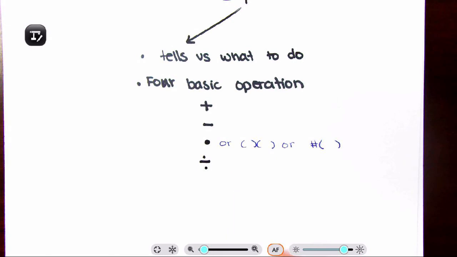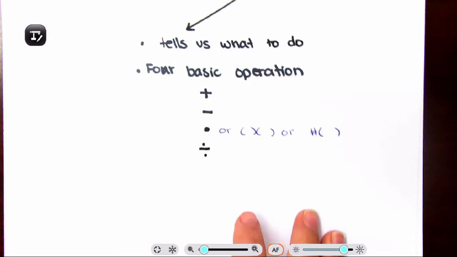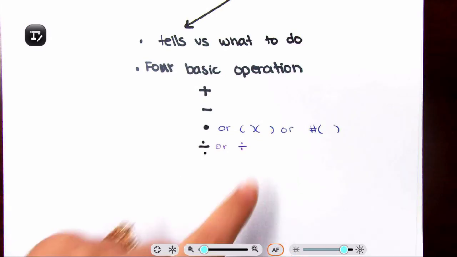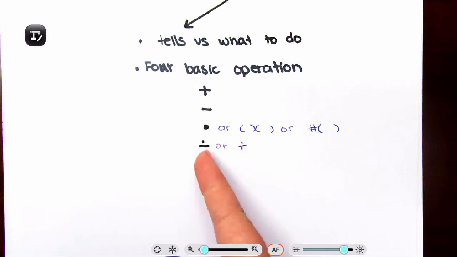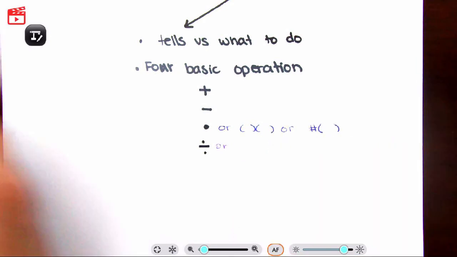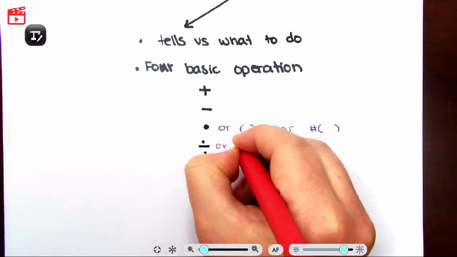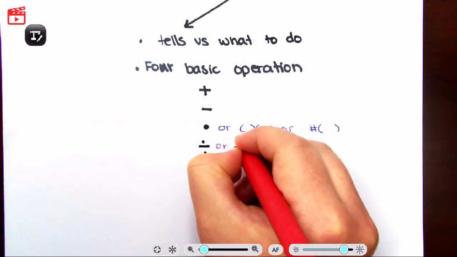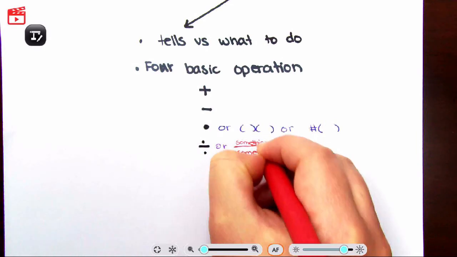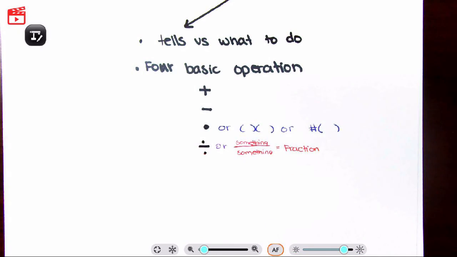Now division, again, you might see this differently. You might sometimes see this division sign. Now, division is going to be this symbol here, but a lot of times what you're going to see is not that. You're going to see a fraction. So you're going to have something over something. And notice that this is kind of similar. Now, this just means you have a fraction. Fractions are going to be the most common things that you see. Now, these are the four basic operations.